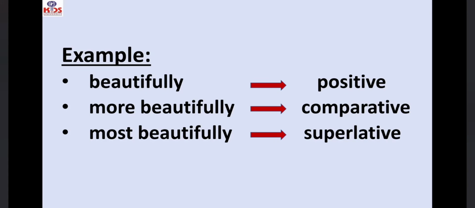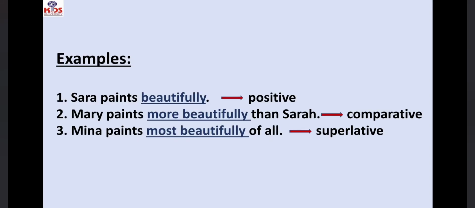Let us take an example of the adverb beautifully, ending in ly. The adverb beautifully is in the positive degree. The comparative degree is more beautifully and the superlative degree is most beautifully. Let's use these three forms in sentences. Sarah paints beautifully. This sentence is in positive degree. Mary paints more beautifully than Sarah. This sentence is in comparative degree. Meena paints most beautifully of all. This sentence is in the superlative degree.